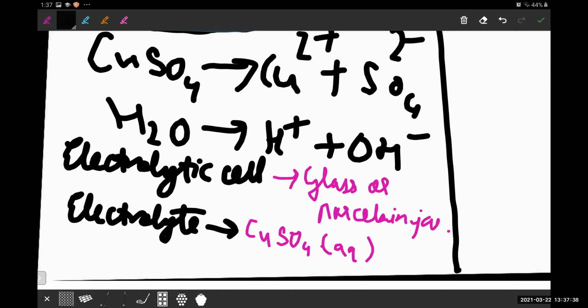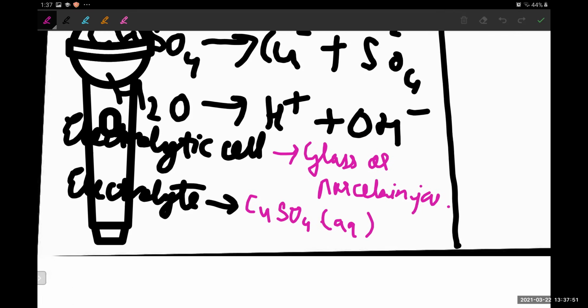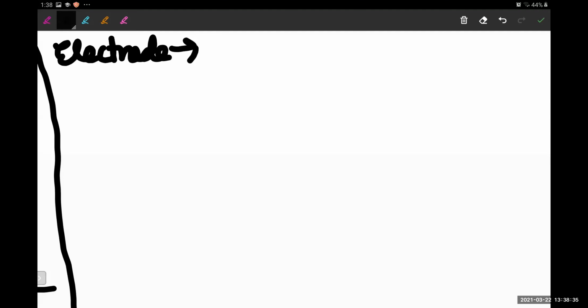Okay, and next we'll be writing about the electrodes. So write about the electrodes as well. So the electrode we are using is of what? Of platinum, right? Yes, everybody, is it understood up till now? After that, what we'll be doing? We'll be doing two reactions at the cathode and at anode. Okay, so first of all, write at cathode.